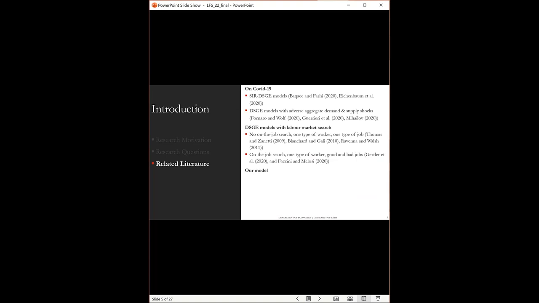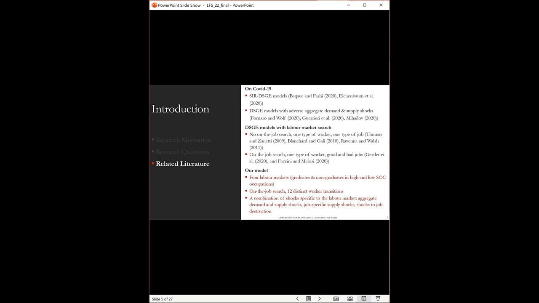So how does our paper differ from the rest in the literature? What we did was to construct a DSGE model with labor market search frictions. Our model has four distinct labor markets for graduates and non-graduates in high and low SOC occupations. I'll talk more about high and low SOC occupations in the coming slides. We also model job-to-job movements, and our model tracks about 12 distinct worker transitions.